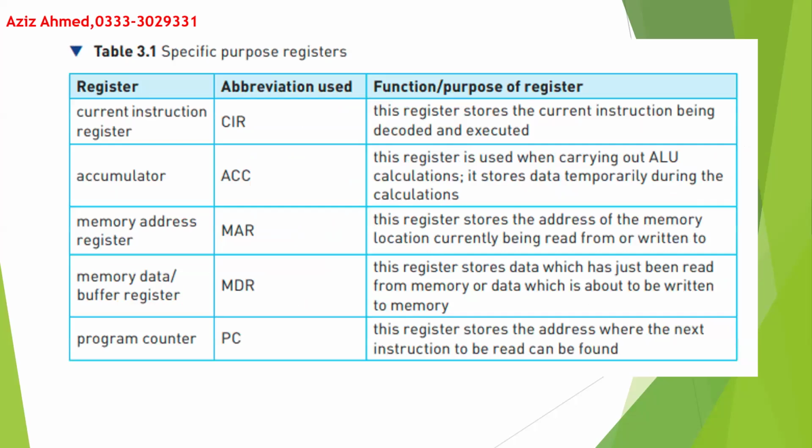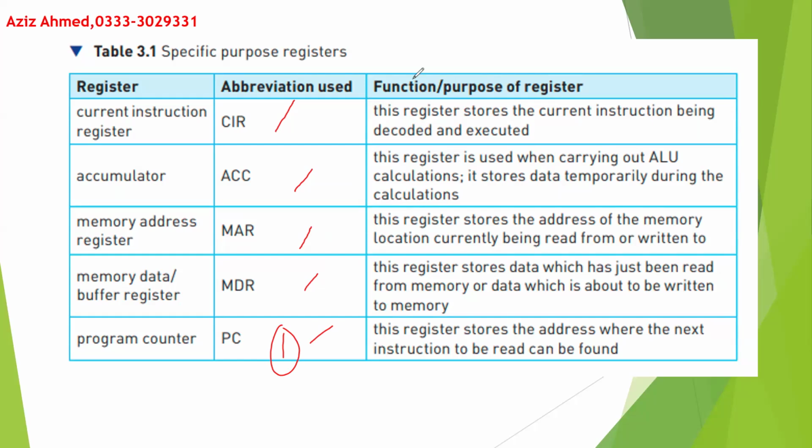Now here is each register's description we discussed last time: CIR, accumulator, MAR, MDR, and PC. As I told you, whenever the CPU tries to get an instruction, or tries to know which instruction it has to perform, it will check PC first, because PC holds the address of the next instruction to be processed. This register stores the address where the next instruction to be read can be found.